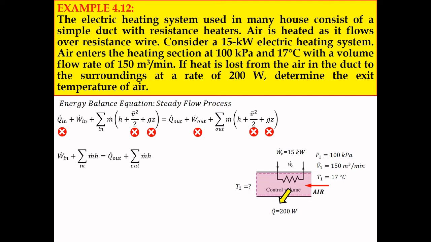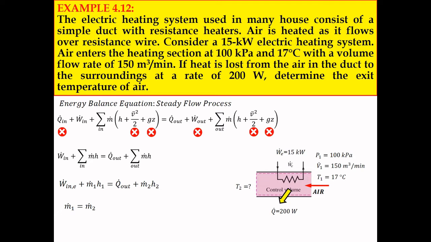Okay, so the remaining terms for the energy balance equation for this specific problem are W in dot plus total in M dot multiplied by h equal to Q out dot plus total out M dot multiplied by h. By referring to the data given in the problem, we make the energy balance equation more specific. So we have W_E in dot plus M1 dot multiplied by h1 equal to Q out dot plus M2 dot multiplied by h2.